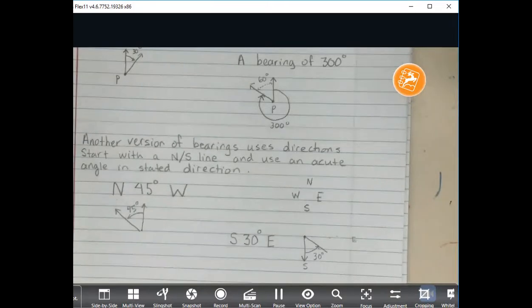So the benefit of this is that we always use acute angles, drawn either from, say, the positive x-axis or the negative x-axis in the direction of either the positive y-axis or negative y-axis.